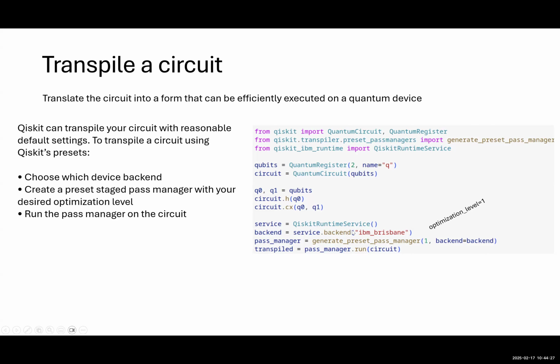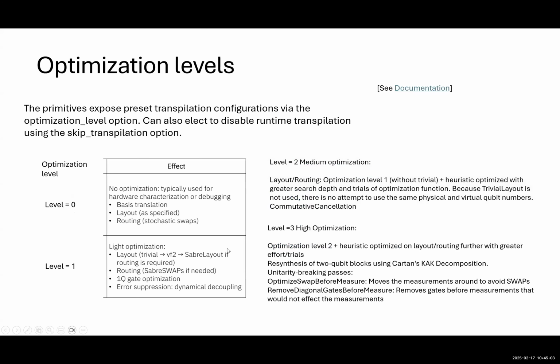So here the aim is really to run them on this IBM machine. In doing that, you also need to use the Qiskit Runtime Service in order to access the backend. So you choose your device backend. It could be a simulator. Create a preset staged pass manager, that's this pass manager here. From this preset pass manager, run this and optimize it.